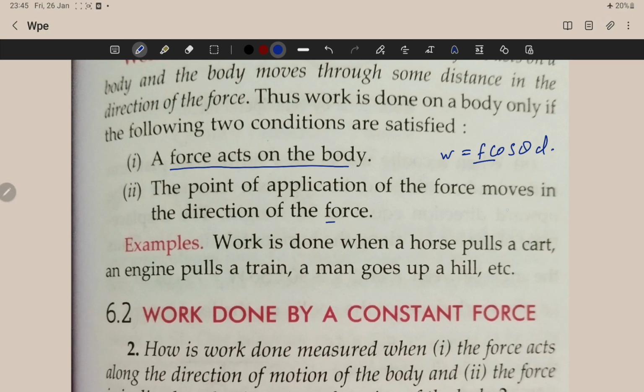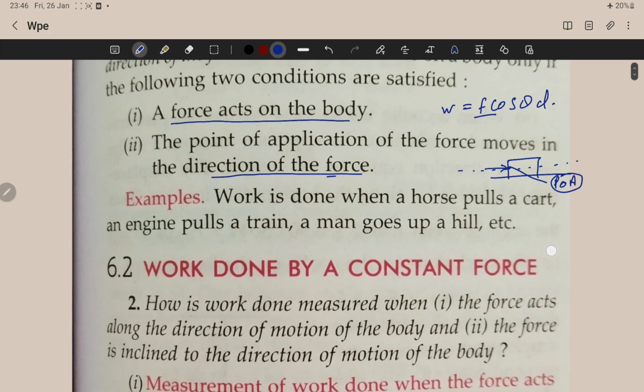The point of application is the same as the object. It is talking about the object. Point of application means the point on the object where the force is applied. If the point of application, that is the object or the body, moves in the direction of the force, then only we can say that the work is done.